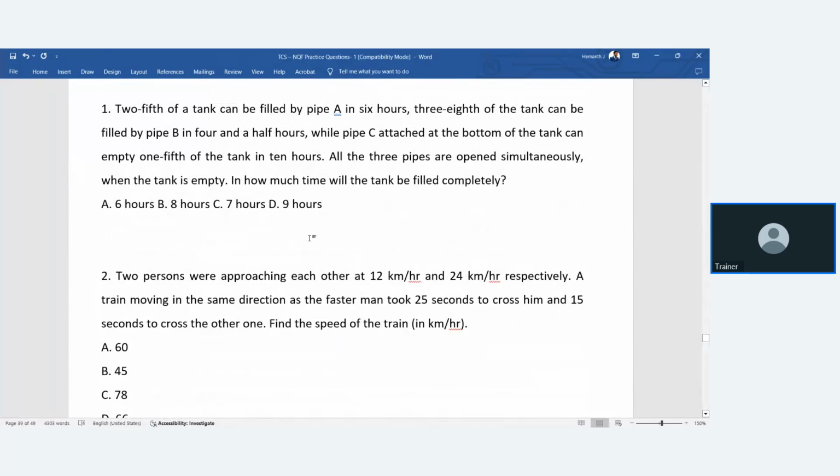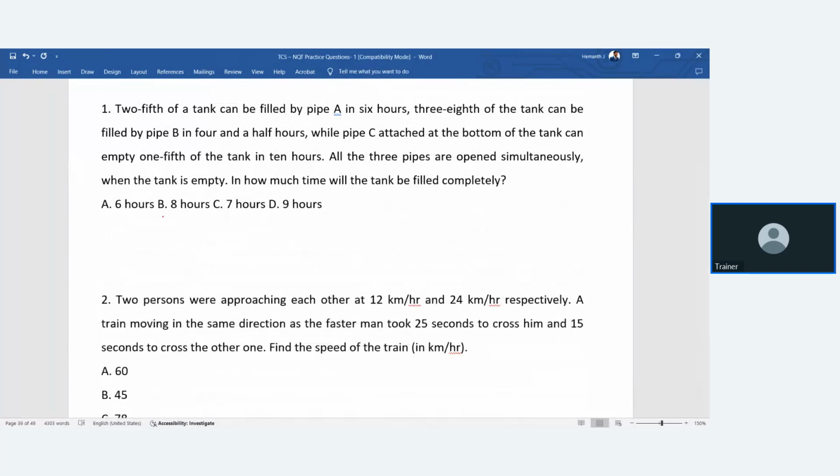So for A, 2/5 of the tank we have to complete, and for that it takes 6 hours. So 1/5 of the tank takes 3 hours, so the full tank will be 15 hours. A can fill the tank in 15 hours.